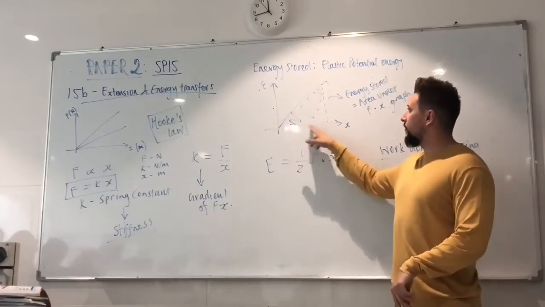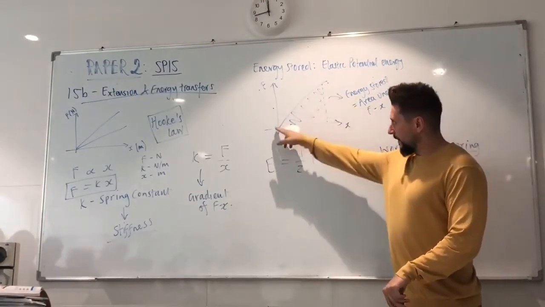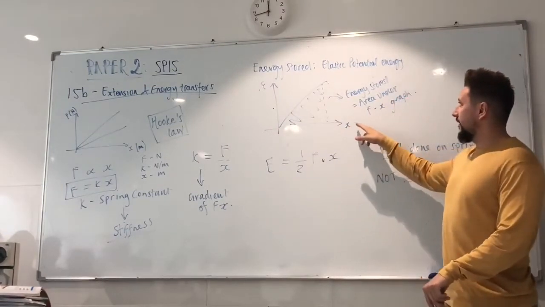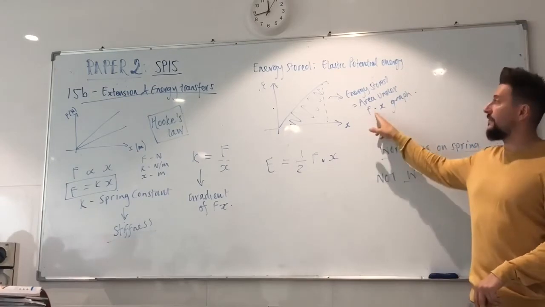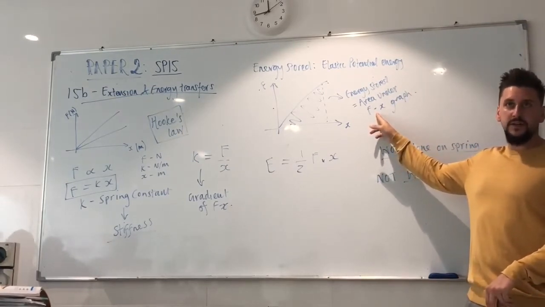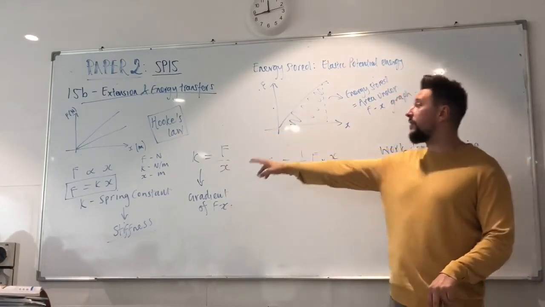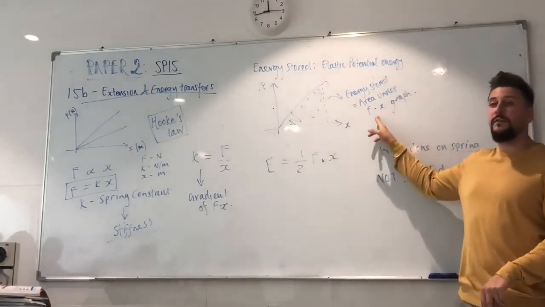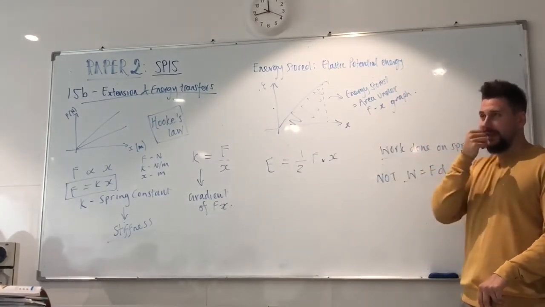If I go back to the force extension graph, it's directly proportional. It goes through the origin 0, 0, it's a straight line. If I want to calculate the energy stored, I have to find the area underneath the force extension graph. So the gradient of a force extension graph tells you the spring constant. The area underneath the force extension graph tells you the energy stored inside the spring.